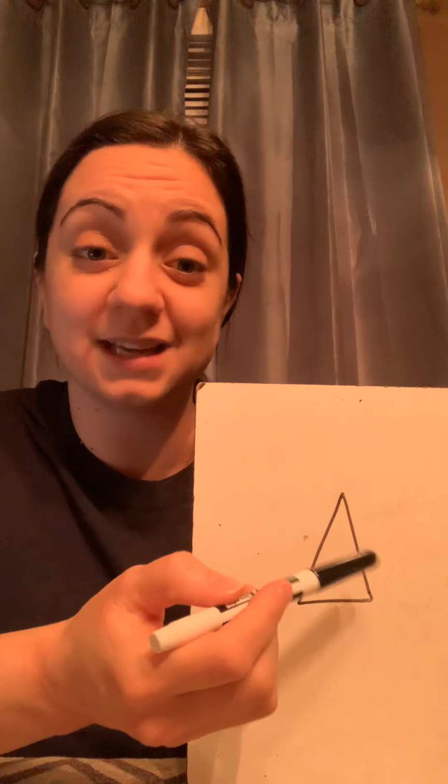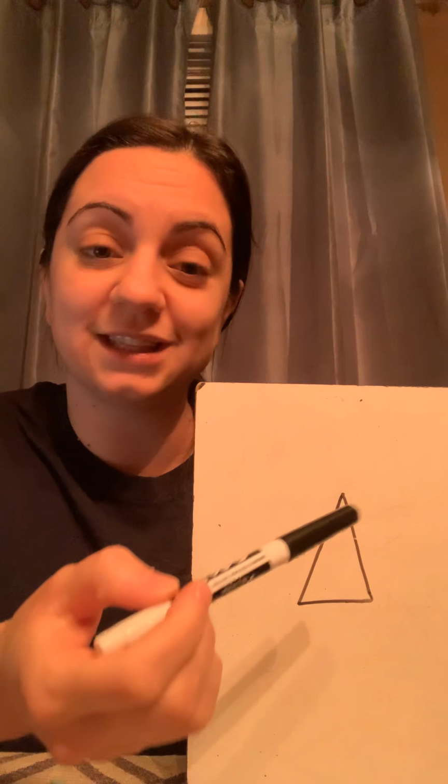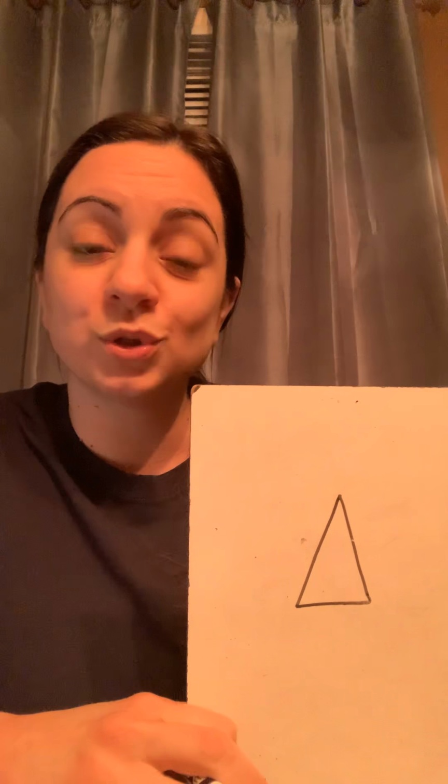That's right, the shape has 3 sides. What else can you tell me about the shape? That's right, the shape has 3 corners. Do you know what we call this shape? You're right. We call this shape a triangle. So let me put that right here on the top. Triangle.